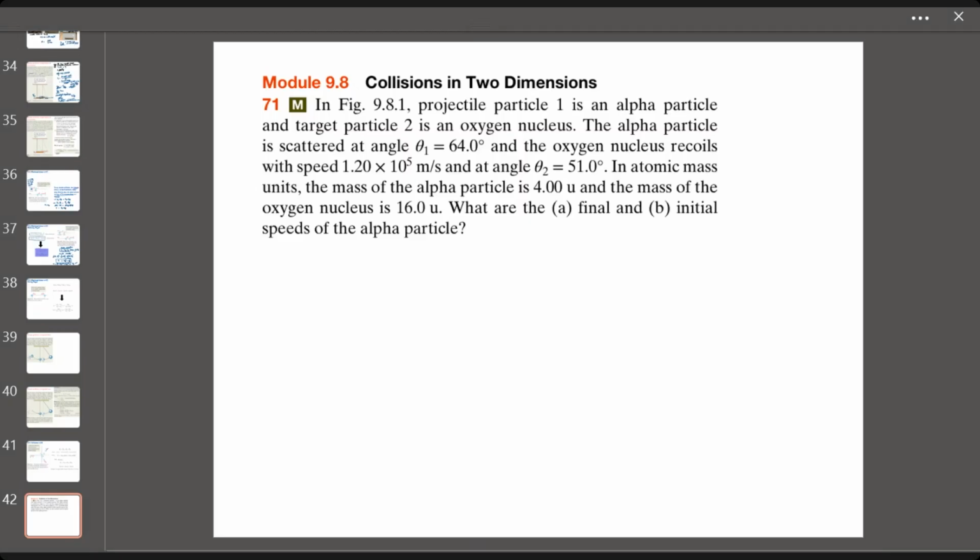So in this question, we're basically colliding an alpha particle, which is basically a helium nucleus, by the way, with an oxygen nucleus. The alpha particle is scattered after the collision at angle θ1 equals 64, and oxygen recoils with a speed 1.2 times 10 power 5 meters per second at an angle θ2 equals 51 degrees. In atomic mass units, the mass of the alpha particle is 4, the mass of the oxygen is 16. What are the final and initial speeds of the alpha particle? So I'm gonna just write things down.